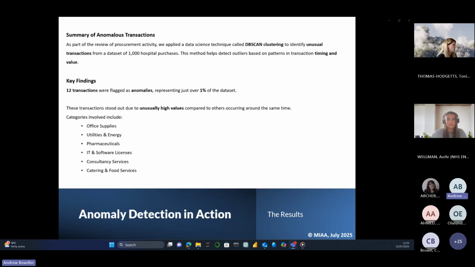Here's the recap. From our DBSCAN run, 12 transactions stood out. Categories involved weren't obscure. That's what makes this real. This isn't catching outlandish spending in unknown areas. It's catching unusual spend in places we think we know well. And that's exactly where audit adds value.